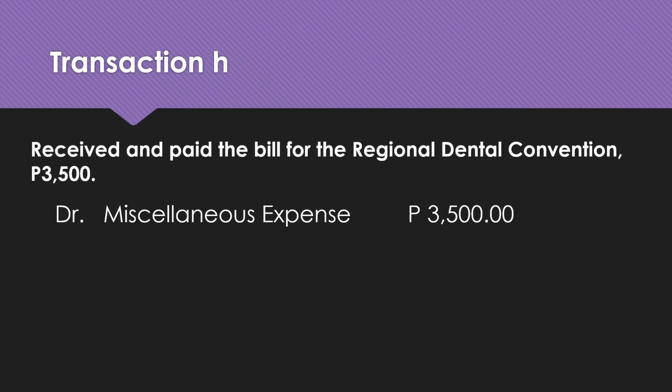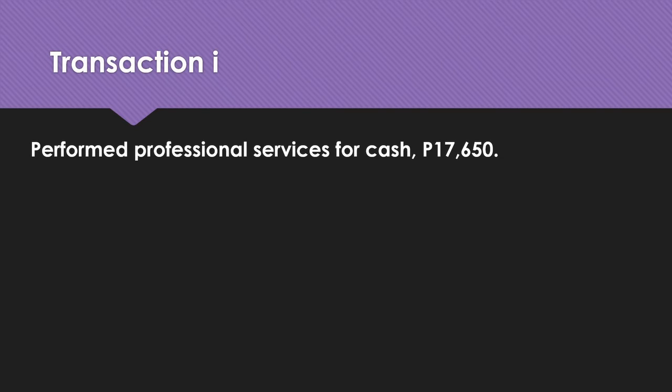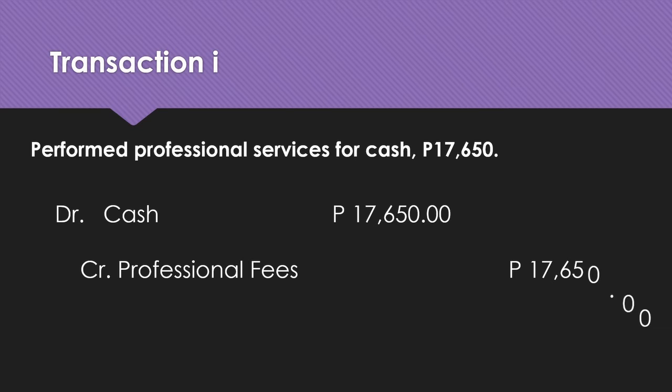Okay? 3,500. And your cash, of course, since nagbayad ka, your cash decreased. Therefore, credit. Okay, let's go to transaction I. You performed professional services for cash, 17,650. Okay, so nag-perform ka ng service again. So your revenue increased or your income increased. Okay? And for cash, so naka-receive ka daw ng cash. So again, increases in cash is debit and increases in revenue is credit. So napakadali, di ba? Okay?